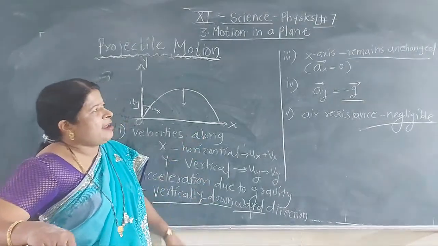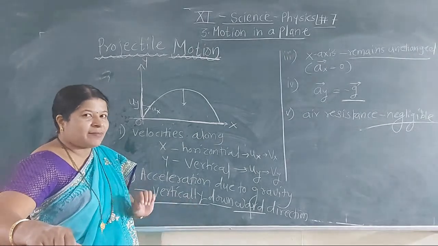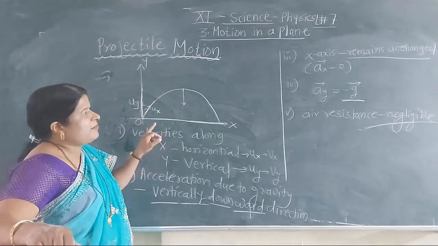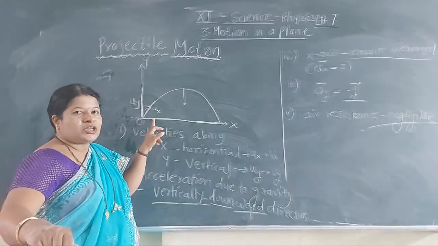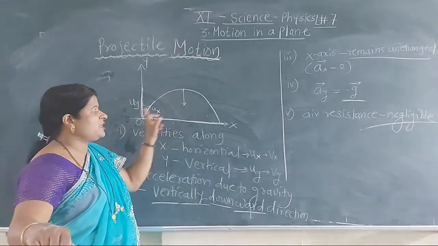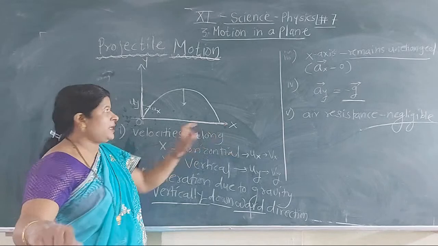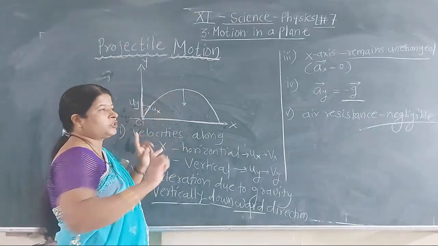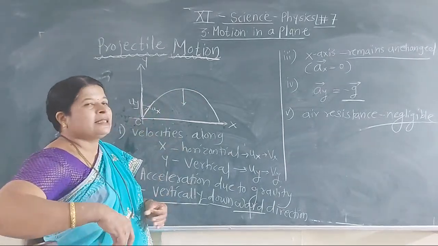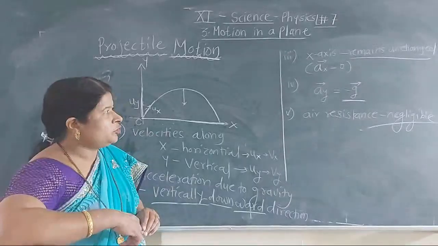Next point, along the x-axis the velocity remains unchanged. That means acceleration is equal to 0. The object is moving in the vertical direction, it is not moving along the x direction, in the vertically upward direction, that means along the y-axis. Therefore along the x-axis we get acceleration as 0.